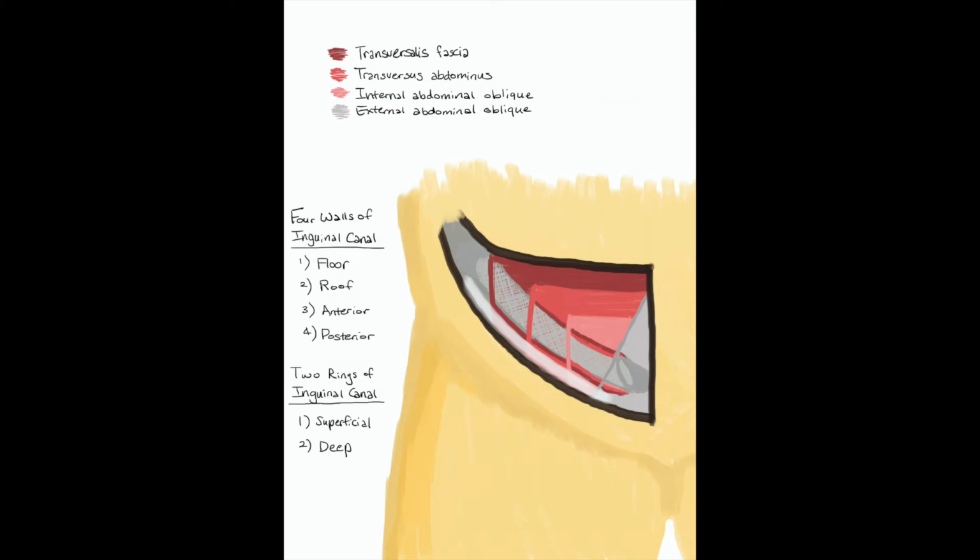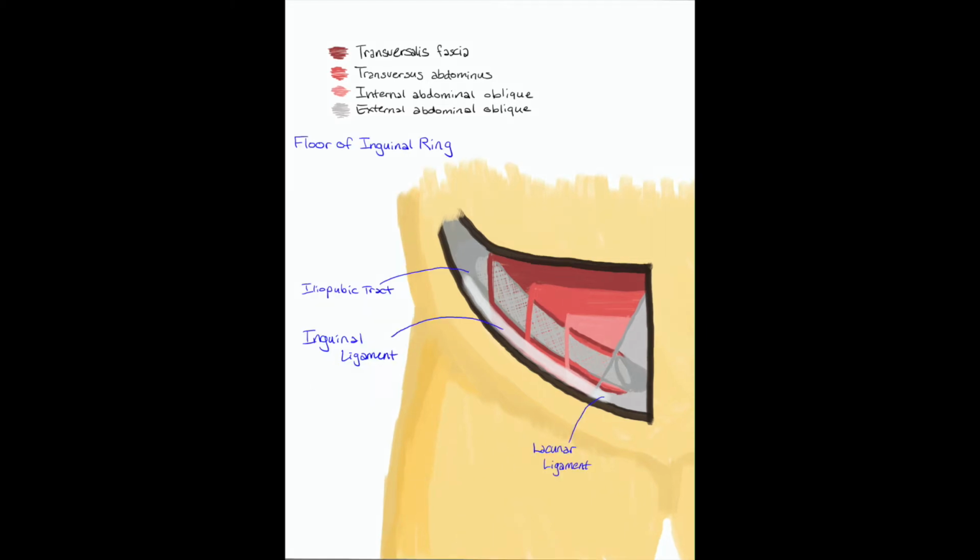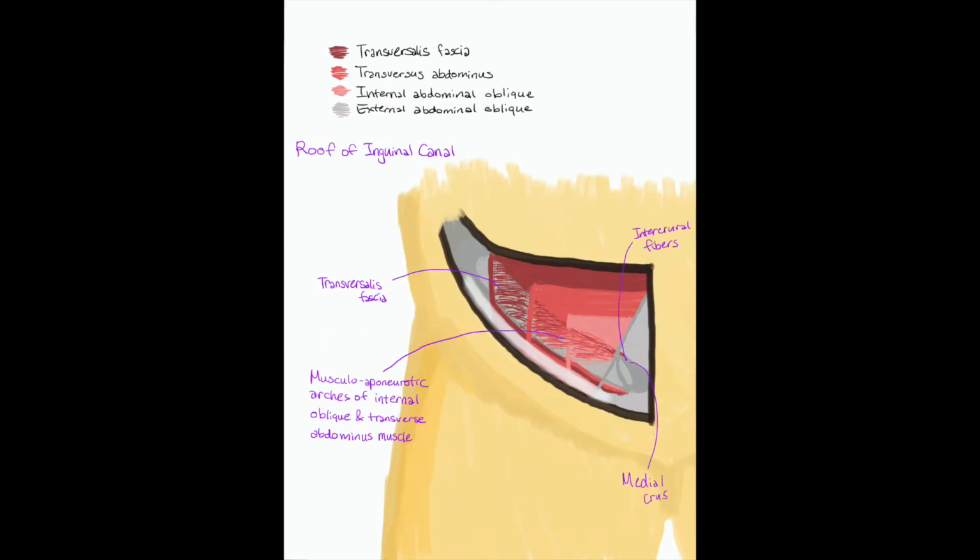There are 4 walls and 2 rings of the inguinal canal. The floor of the inguinal canal is made up by the inguinal ligament, lacunar ligament, which is under the inguinal ligament, and the iliopubic tract at the lateral end of the canal. The roof of the inguinal canal is made up by the transversalis fascia on the lateral end, and the aponeurosis of the internal oblique and the transversus abdominis muscles centrally, and the medial crus with the intercrural fibers medially.